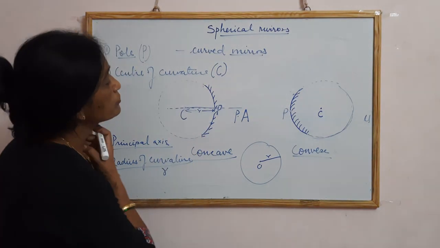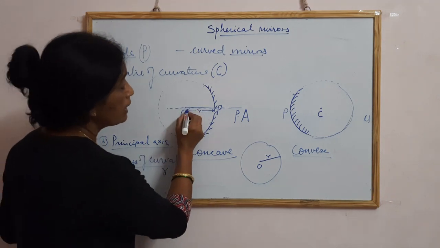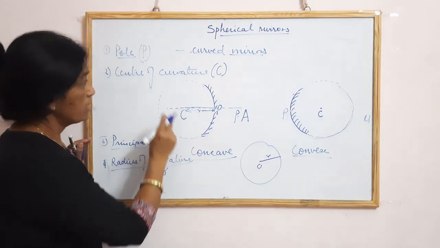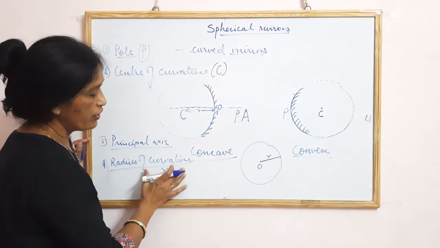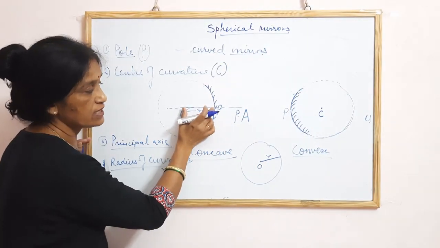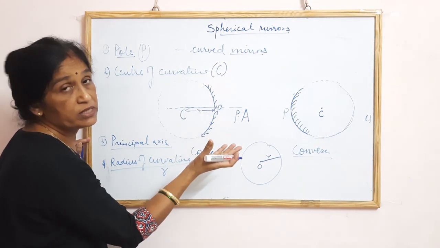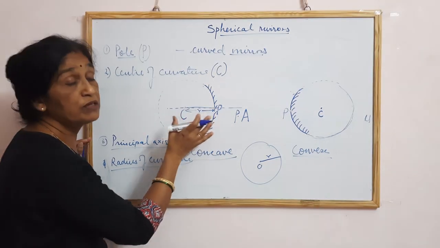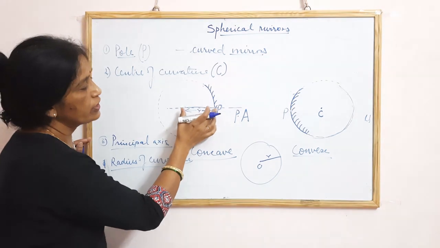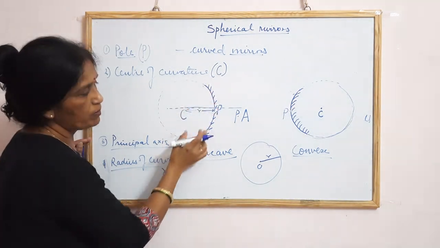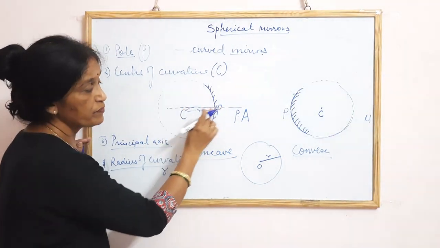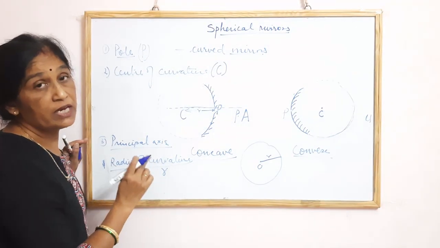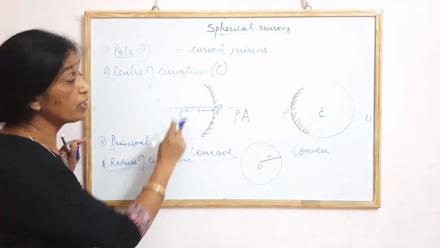Now, this radius of curvature is a distance, and center of curvature is a point. Center of curvature is a point and radius of curvature is a length. It is a distance. You can simply say the distance between C and P, or the radius of this curvature part. This is also a radius, but we are considering this one. The distance between C and P is the radius of curvature here.